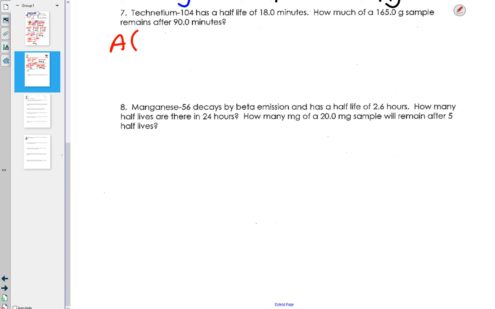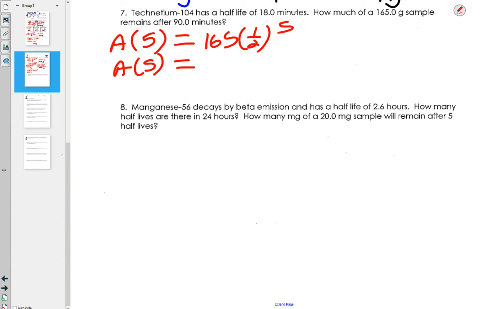It's one of the first things I told you on the screen. Divide total time by half-life time. What is 90 divided by 18? 5. So this is what we're looking for. 5 half-lives is equal to the initial amount, 160, times 1/2 to the 5th power. I know that 2 to the 5th power is 32. So what's 160 divided by 32?